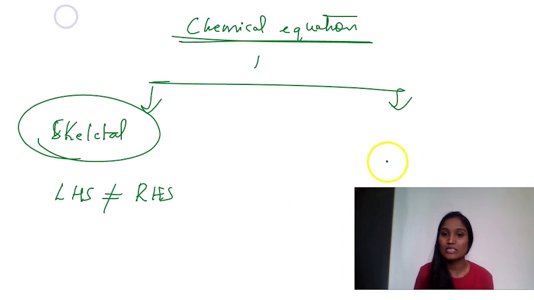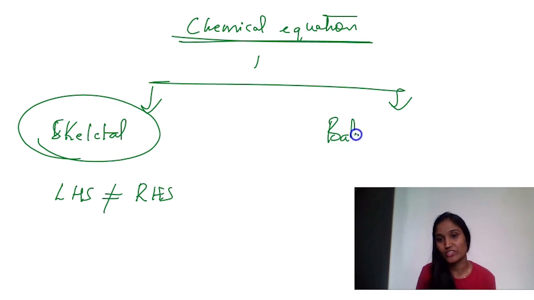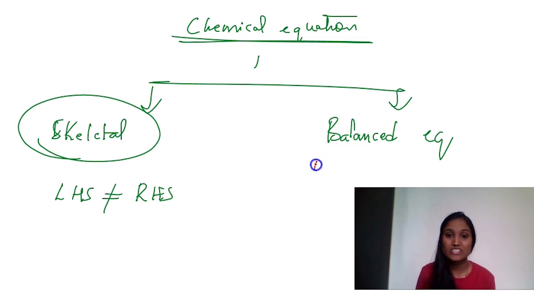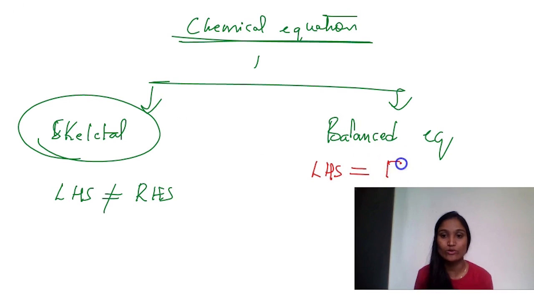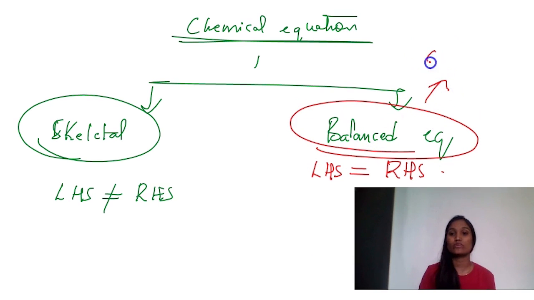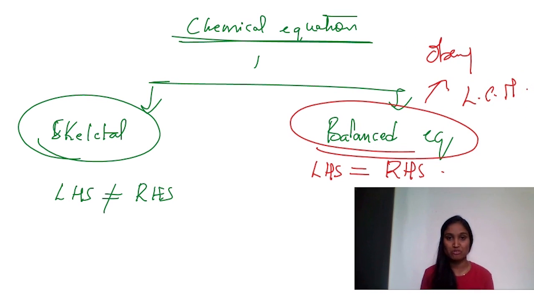Right? Now, the other one is the balanced chemical equation. What is the other one? Balanced chemical equation. And what is a balanced chemical equation? A balanced chemical equation is an equation in which the number of atoms on the left hand side is equal to the number of atoms on the right hand side. Done? And these balanced chemical equations are the ones which obey the law of conservation of mass.